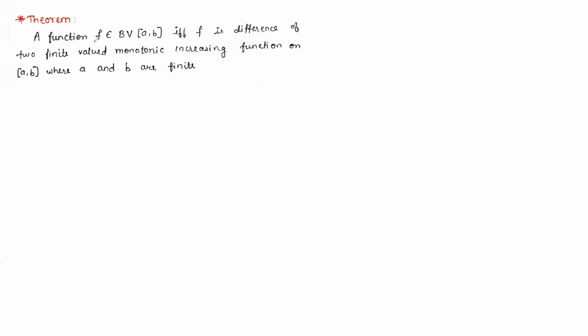So now the next theorem is, the function is of bounded variation if and only if f is difference of two finite valued monotonic increasing functions on this interval AB where A and B are finite. So let's start with proof. Here it is first part. In first part we are given that f belongs to bounded variation over the closed interval AB, and we have to prove that f is difference of two finite valued functions.